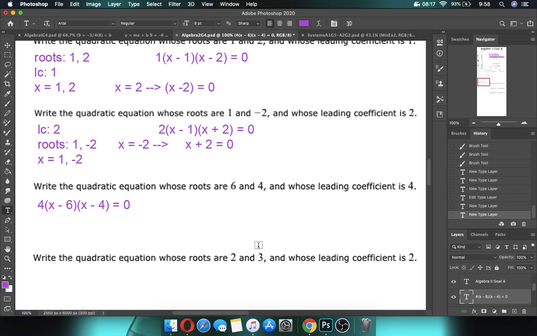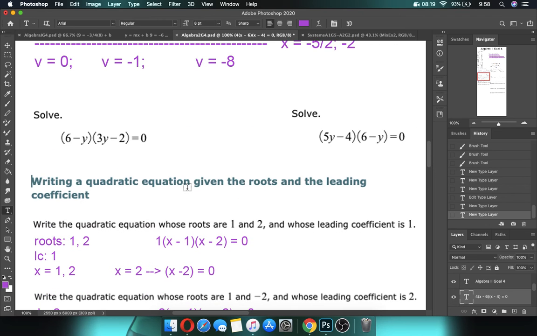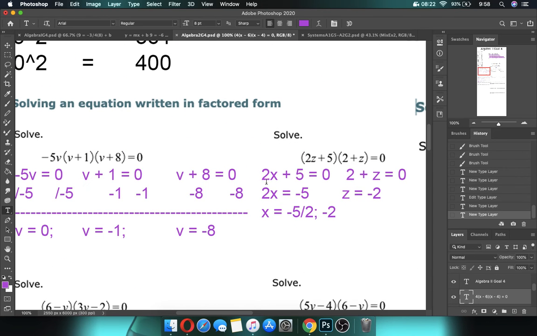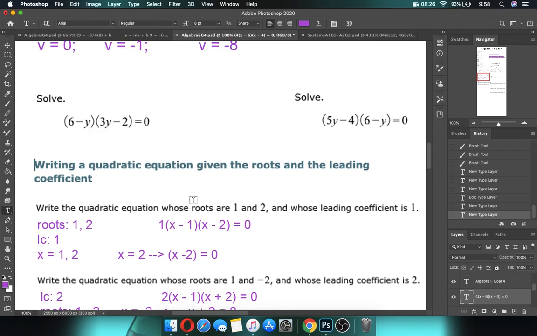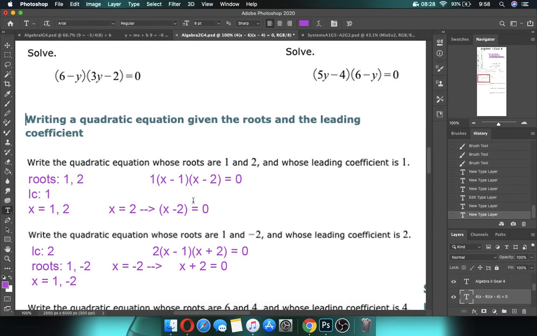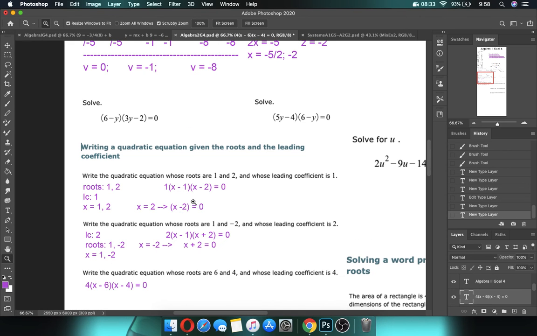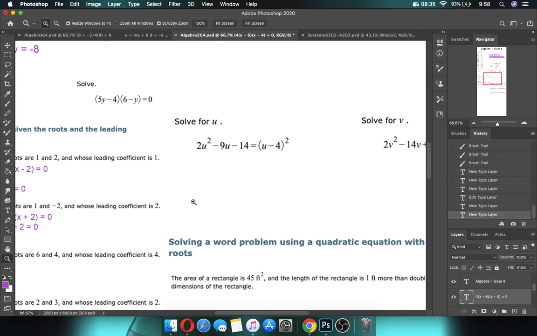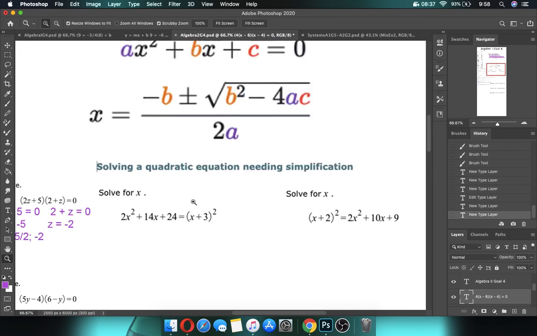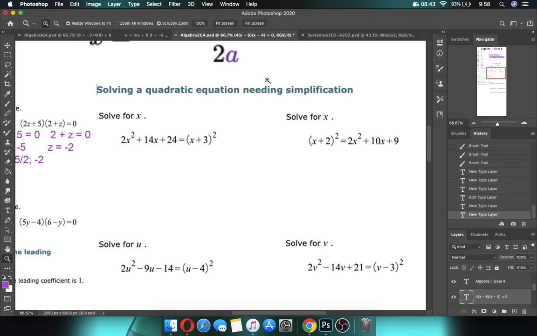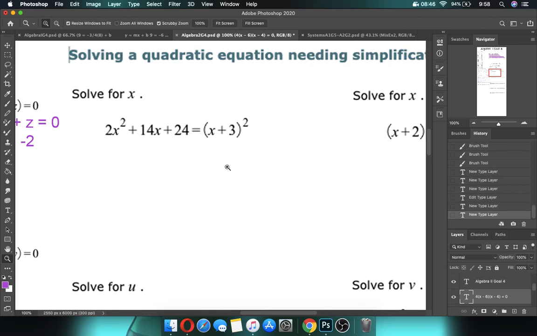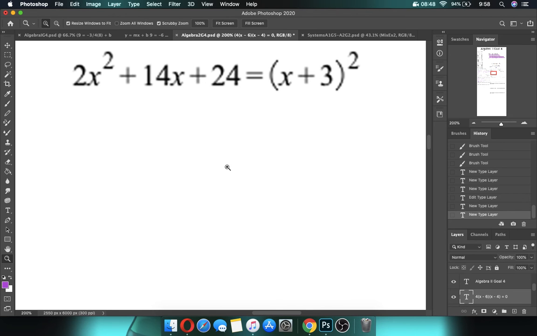Okay? So these two topics, given the roots and leading coefficient and then writing in factored form, they're similar to each other. One you're writing it, one you're solving it, but it's so absurdly simple that you almost don't need to do a mini lesson on it, right? Then we have our middle tier, which is solving a quadratic equation needing simplifying. That one is the one that takes a little bit more nuance because, if I can zoom in, that's the kind of unholy mess that they give you.